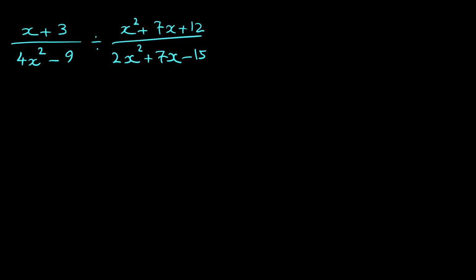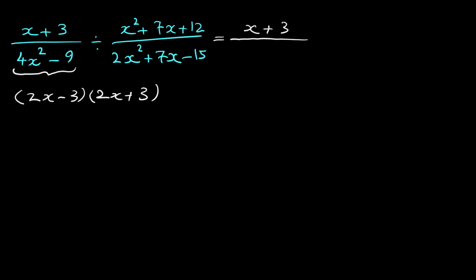Now look at this example. x plus 3 over 4x to the 2 minus 9. Pay attention that you can factor this in this way. 4x to the 2 minus 9 can be written as 2x minus 3 times 2x plus 3. Again, here we use this identity. A to the 2 minus b to the 2 is a minus b times a plus b.